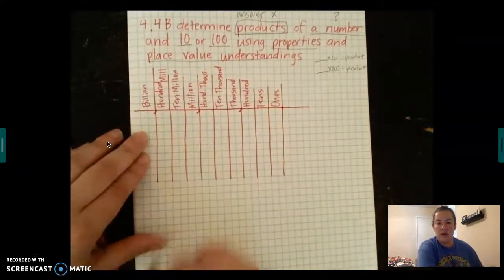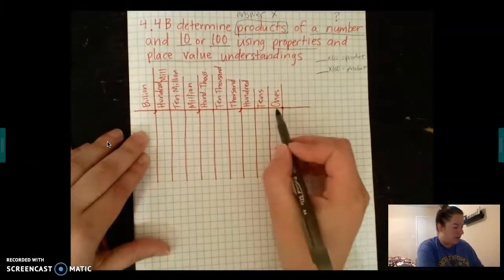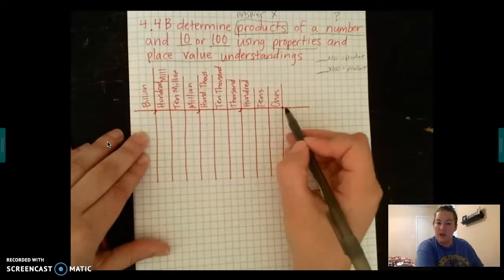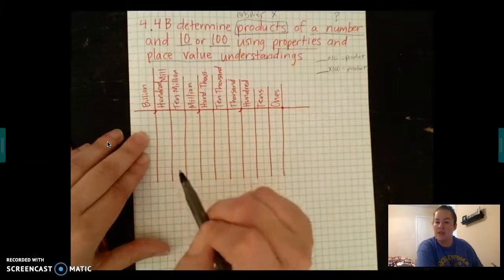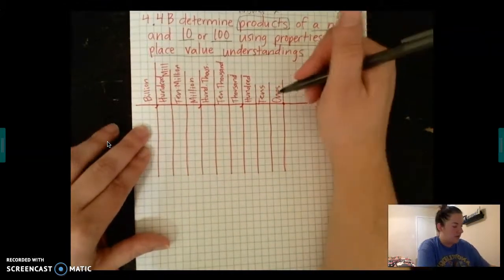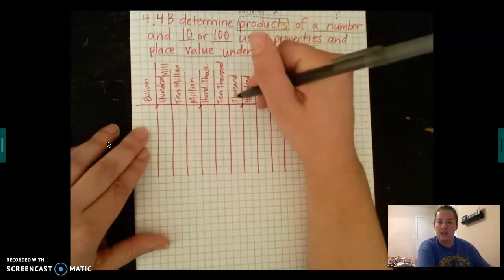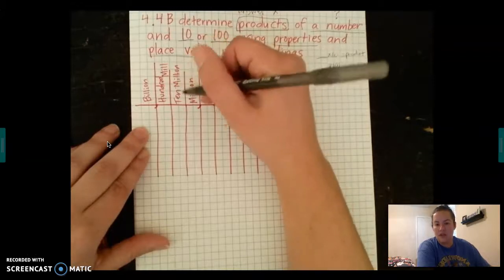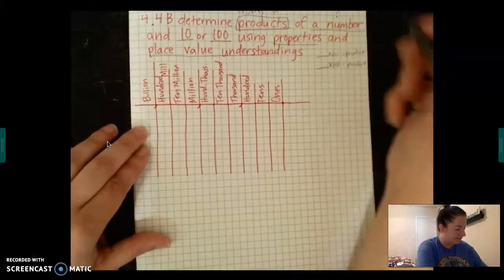So I've made here our place value chart. Here in fourth grade we go from the ones place all the way to the billions, and even later this year we're going to learn some decimal place value positions, but right now we're focusing just on our whole numbers. So we have our ones, then we have our tens, hundreds, thousands, 10,000s, 100,000s, million, 10 million, 100 million, billion. We covered that 2 weeks ago.